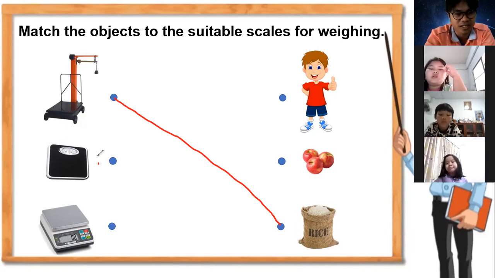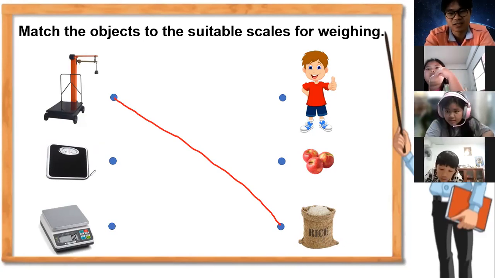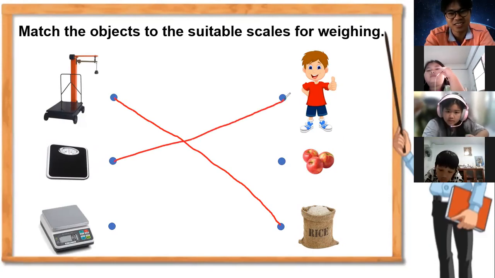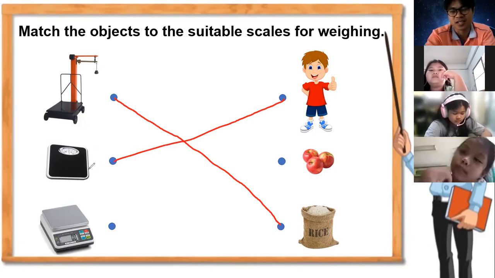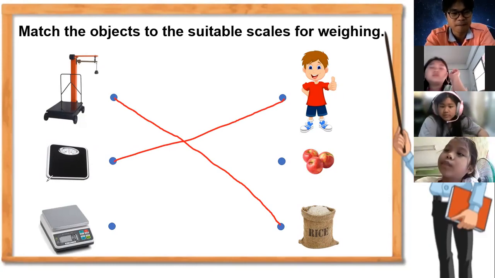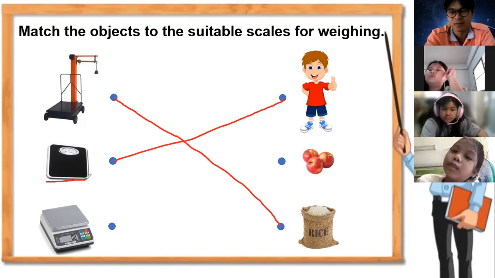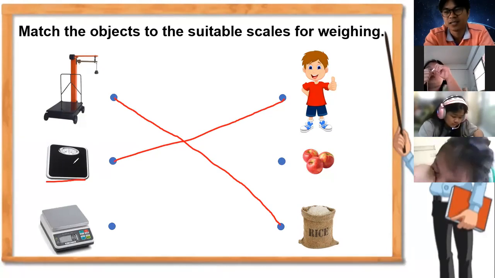How about this one? What is this? One balance. This one, right? Correct. It is used to measure the weight of a human being. So if you step on this weighing scale, you will know the weight.